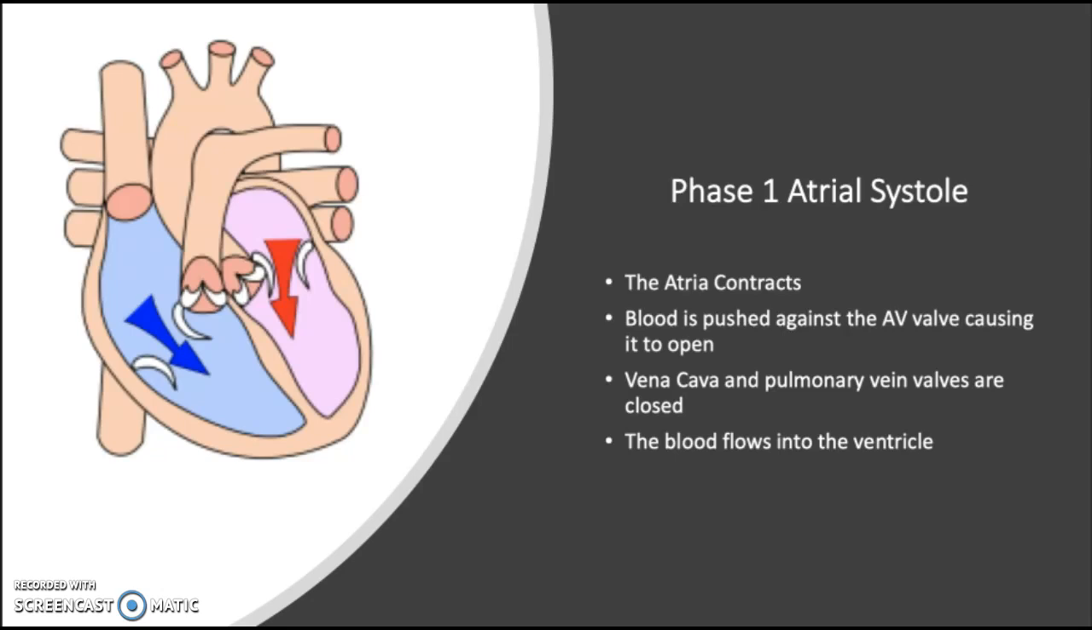On phase 1, the atrial cycle, we can see how the atria contract, how the blood pushes against the AV valve, causing it to open, how the vena cava and pulmonary vein valves are closed, and how our blood flows into the ventricle.